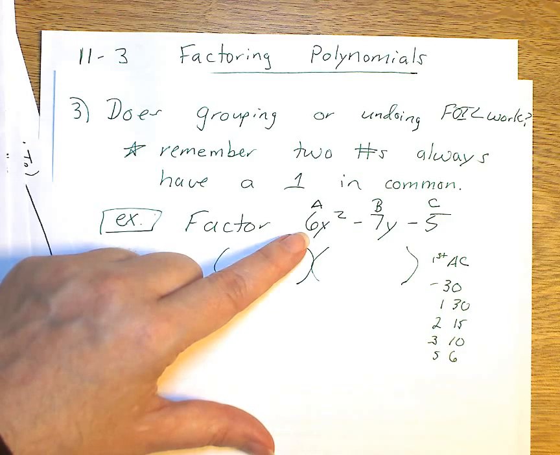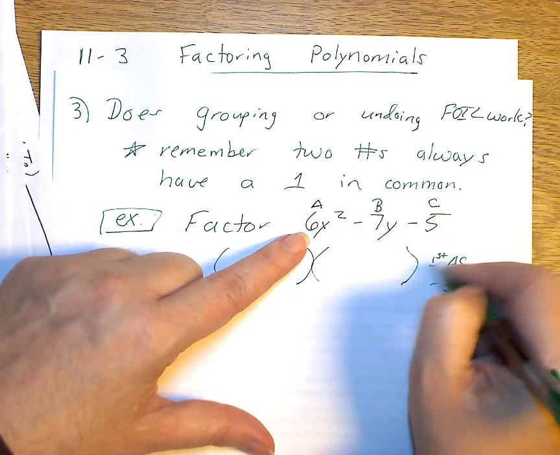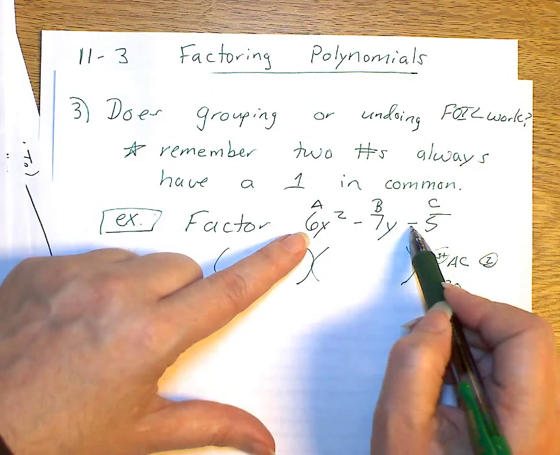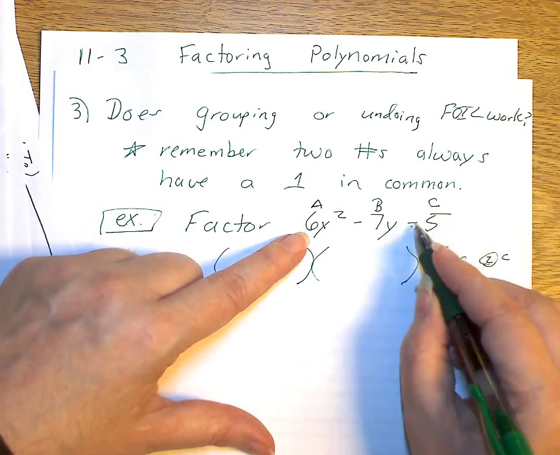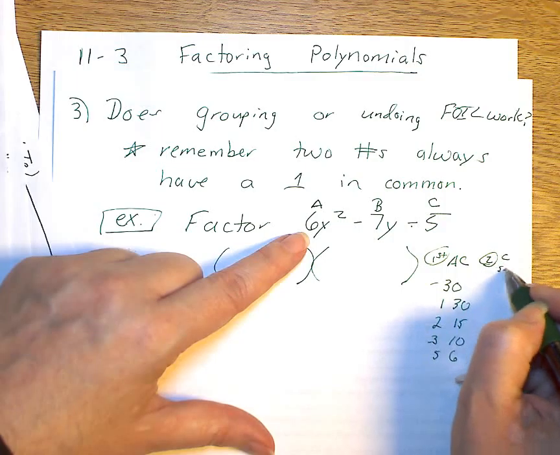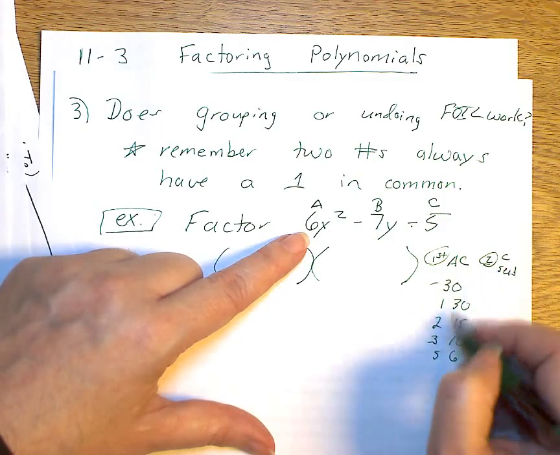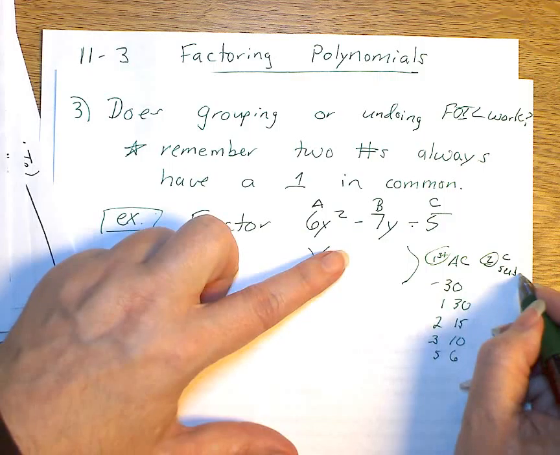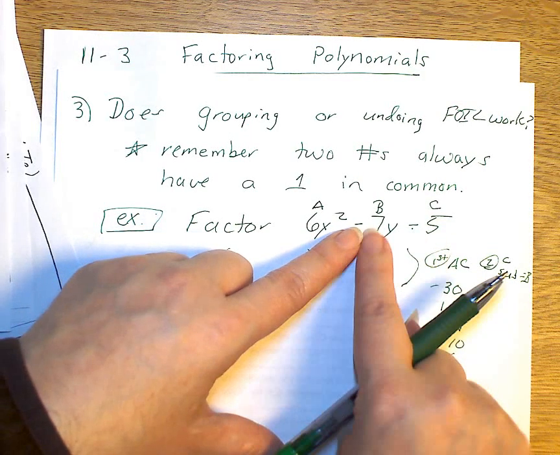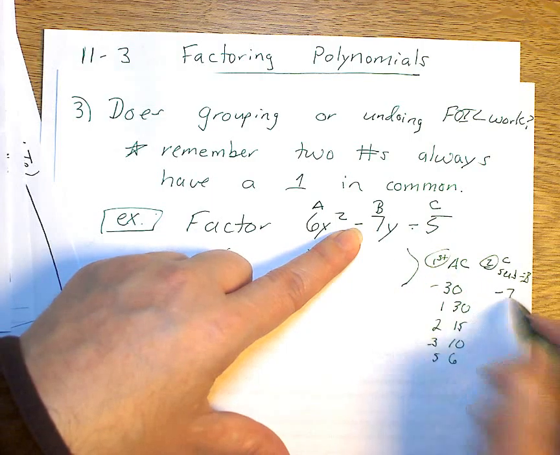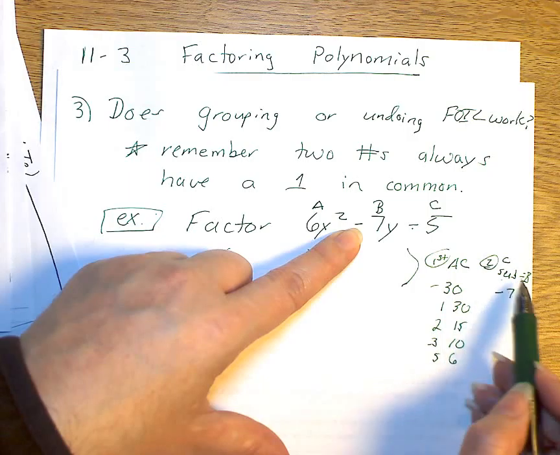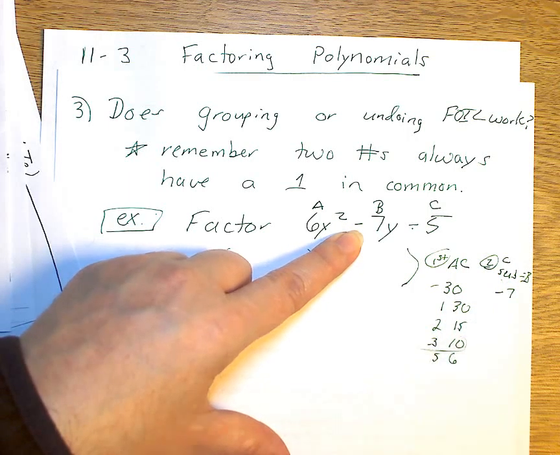All right, your second step. So this is your first step. Your second step is to look at what C is. C tells you if it's going to be subtracting or adding. So C says that we're going to subtract the two numbers to equal B. So B is negative 7. So what two numbers here can we subtract to equal B? And it is 3 and 10.